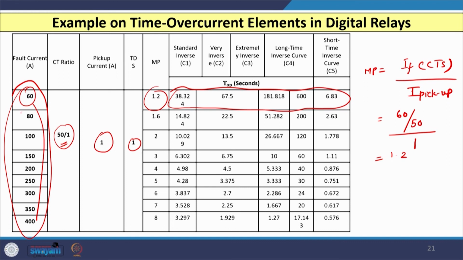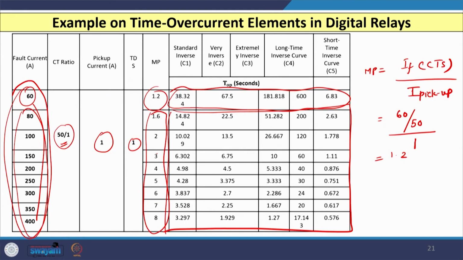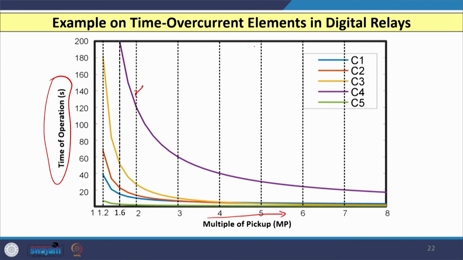Similarly, for other values of fault current, you can calculate the value of multiple of pickup current, and then you can also calculate the time of operation of the relays for each curve starting from C1 to C5. If I plot the graph of these 5 curves, taking multiple of pickup current on the x axis and time of operation in seconds on the y axis, then you can see these are the characteristics of the different curves. This is the characteristic of the C4 curve, which is nothing but your long time inverse curve, right. Similarly, you have the characteristics for the other curves which I have shown. Depending upon what type of equation you have used, you can select the curve and have a characteristic like this, which follows an inverse relationship.